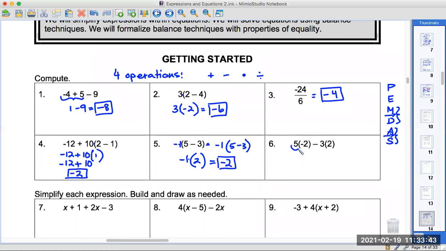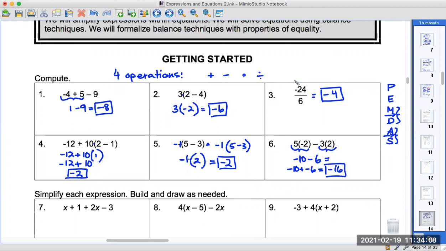This is times, and this is times. 5 times -2 is -10, minus 3 times 2 is 6. Now we're adding, and we can say -10 plus -6. So this is the same as that. So that's -16.